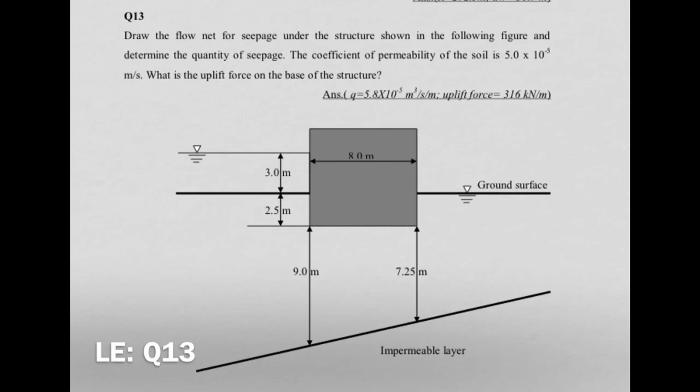Question 13 asks us to draw the flow net for seepage under the structure shown in the following figures, and to determine the quantity of seepage from upstream to downstream. The coefficient of permeability of the soil is the number given here. We are also asked to determine the uplift force on the base of this structure.